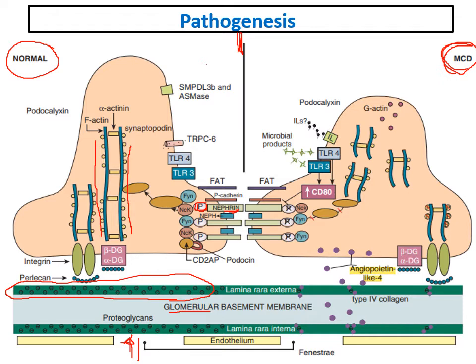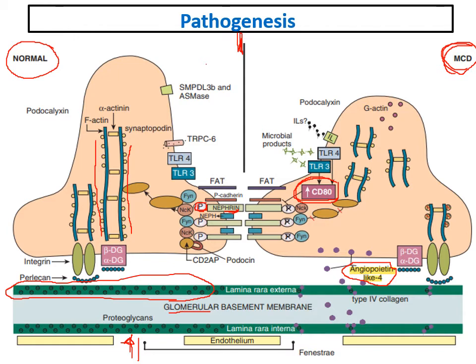What happened in minimal change? The two most important markers suggested to play a role in minimal change are CD80, which is the most important one, and the second one is angiopoietin-like 4. You can be asked about them. What are the most studied markers in minimal change? CD80 and angiopoietin-like 4.